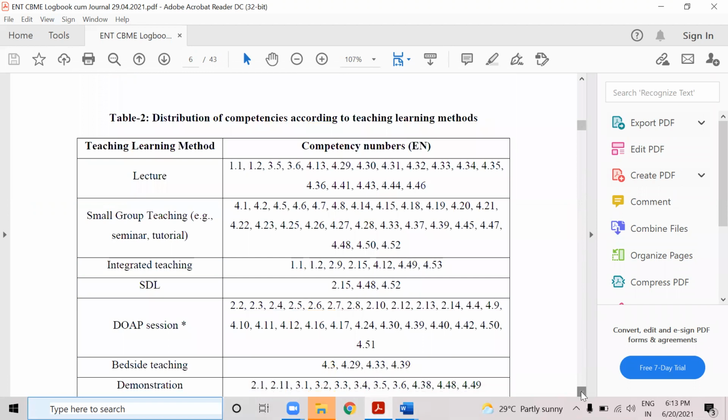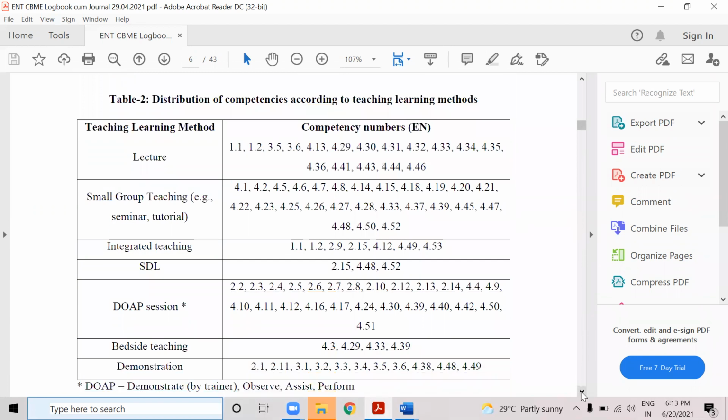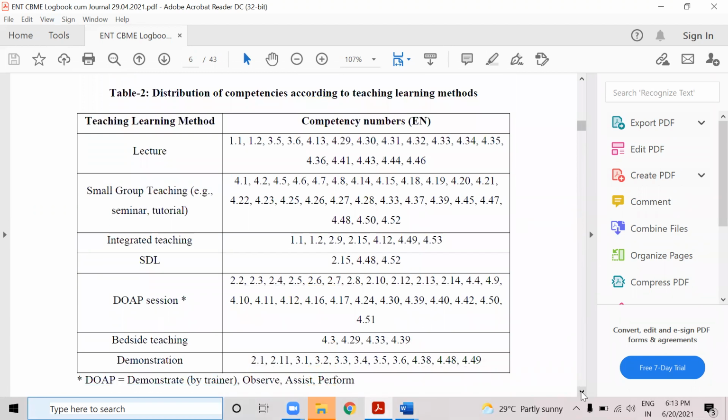Now this other table is the distribution of competencies according to the teaching learning methods. Now in ENT there are a total of 76 competencies, or we can say 76 outcomes, which need to be taught in those 202 hours. So some competencies which are more of the knowledge domain, I have kept them to be taught in lectures, then some in small group discussion, some in integrated, some in SDL, then some in DOAP session, that is demonstrate, observe, assist, perform.